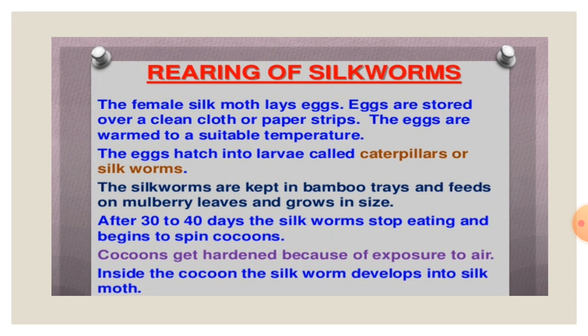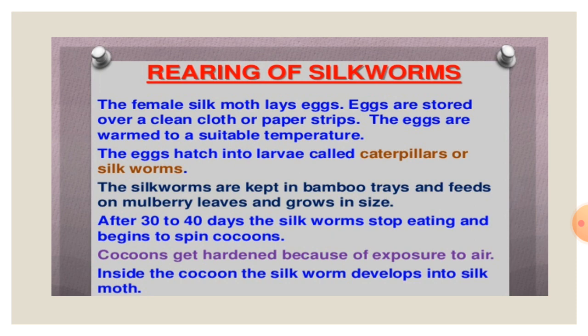Then these silkworms are kept in bamboo trays and they feed on mulberry leaves and grow in size. Now we who are doing the rearing of this silkworm provide them the mulberry leaves manually. So these caterpillars feed on the leaves and grow in size. Now, after 30 to 40 days, the silkworms stop eating and their hibernation period starts.